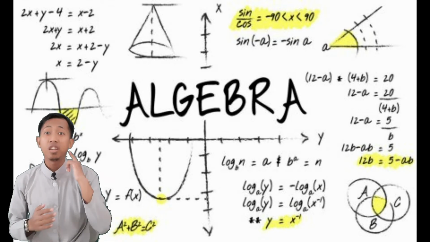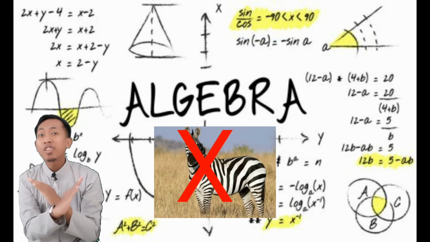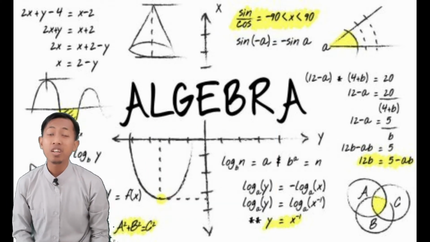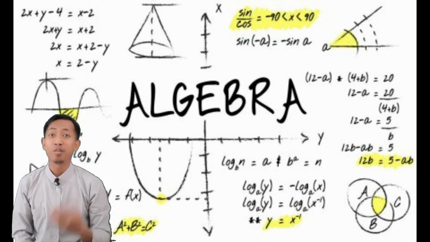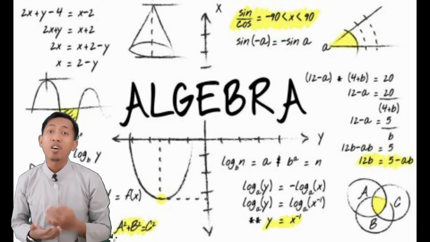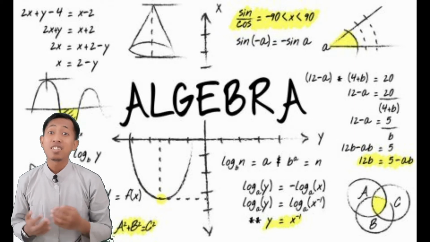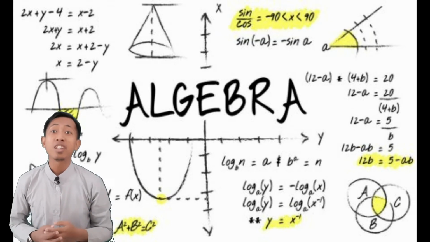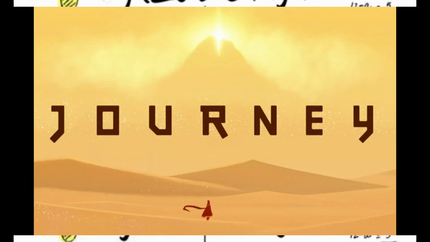Have you ever heard about algebra? No, not about zebra, but algebra. Oh, let me tell you about algebra. Algebra is one of the parts of mathematics that express something uncountable with symbols, including number theory, geometry, and analysis.